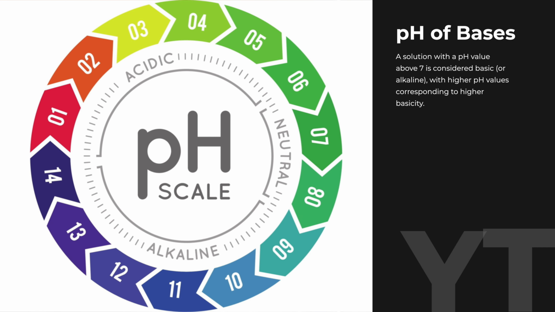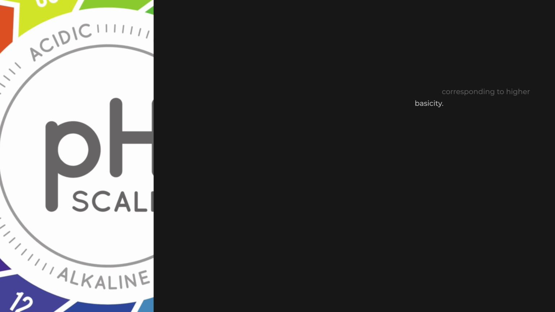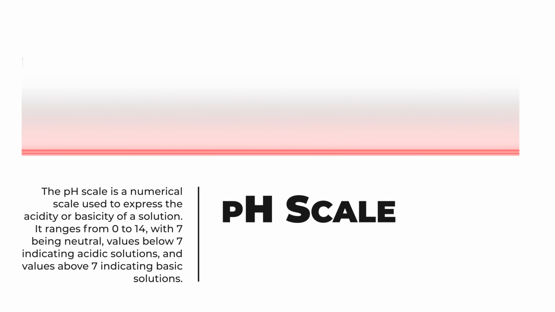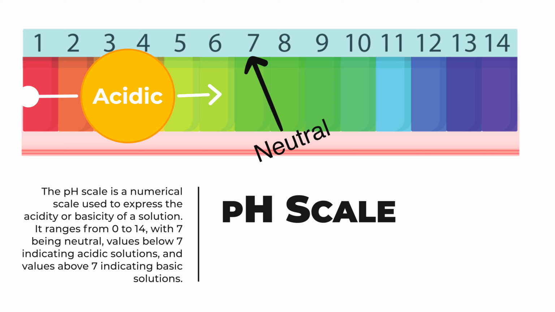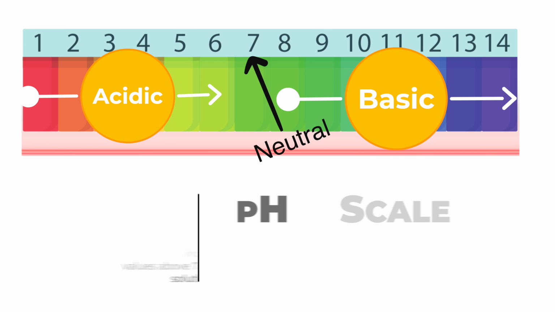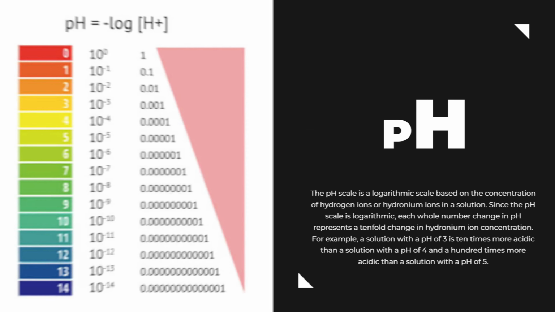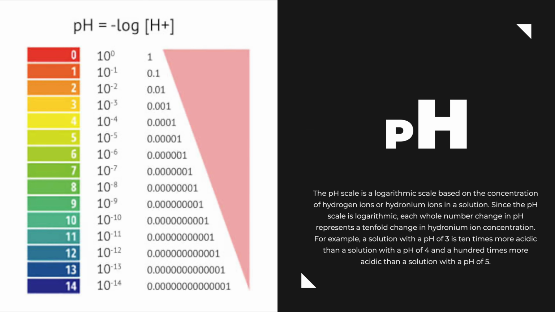A solution with a pH value above 7 is considered basic or alkaline, with higher pH values corresponding to higher basicity. The pH scale is a numerical scale used to express the acidity or basicity of a solution. It ranges from 0 to 14, with 7 being neutral, values below 7 indicating acidic solutions, and values above 7 indicating basic solutions.